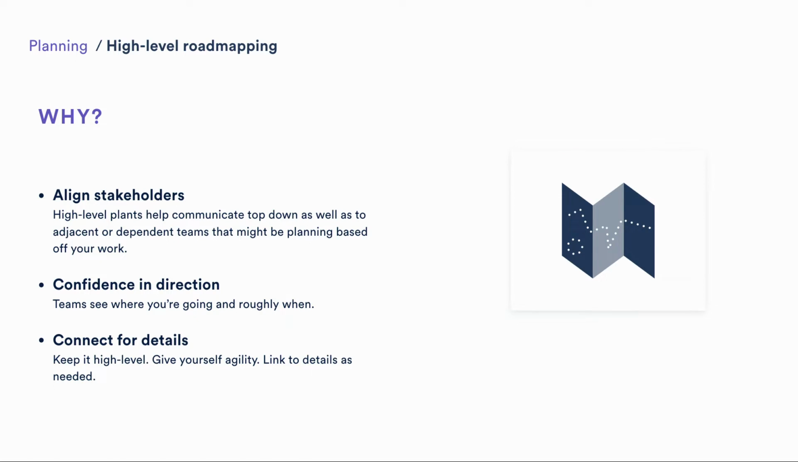High-level road mapping. Why should you do it? Really simple. Align your stakeholders. Get them aligned. Give your team confidence in the rough direction you're going. People want to know where you're headed. And also link for more details. If people want to learn more, the roadmap's a great place to start, and then they can go and learn more.